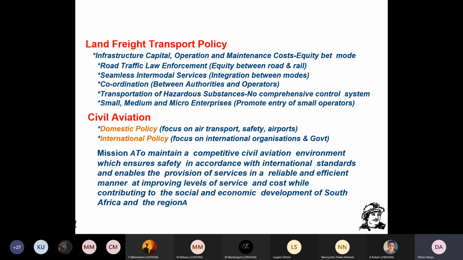So there's now lots of talk in this area in terms of trying to move heavies back to rail from road. We spoke about, again, the intermodal services, integration between modes. There must be proper coordination, communication between the various authorities. And this also has been a problem where, for example, the town planners don't talk to the transportation planners. As a result, you don't get the proper road network, for example, in a particular development or a new development.